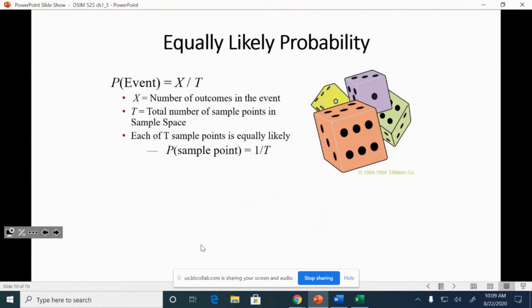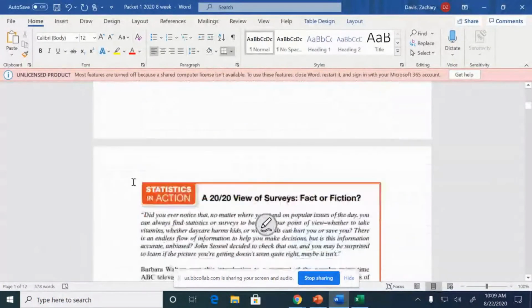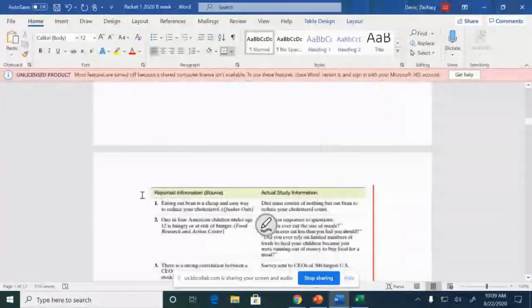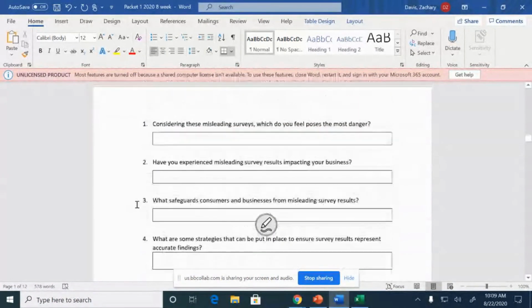For equally likely outcomes, the probability of an event is the number of outcomes in the event divided by the total number of sample points in that sample space. So on one dice roll, we have 1 outcome that we can have, and there's 6 total sample points. So to follow that up, I think the next thing we have, probability further down, I think.